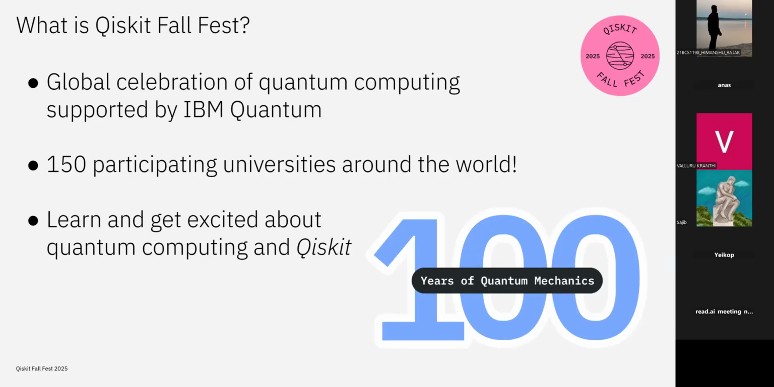For all of you who just joined because you saw my awesome flyer, Qiskit Fall Fest is a global celebration of quantum computing supported by IBM Quantum. This year, there's over 150 universities participating all around the globe throughout the months of October and November, and we are one of them. The purpose of the event is to learn and get excited about quantum computing and use Qiskit, which is IBM's open source quantum computing resource.